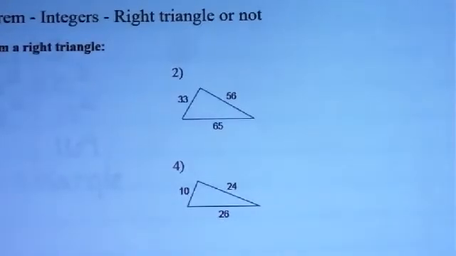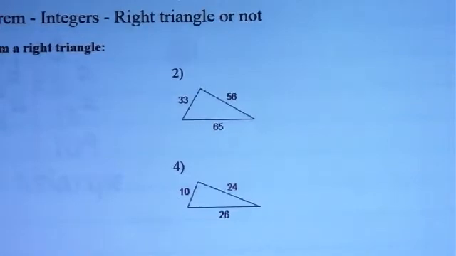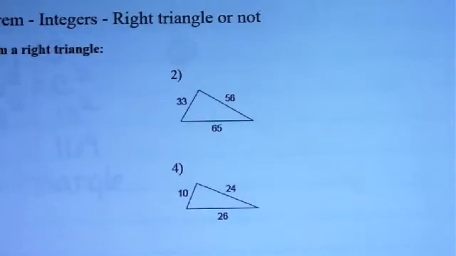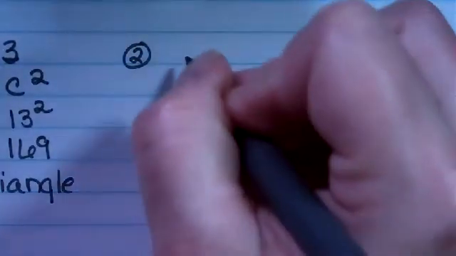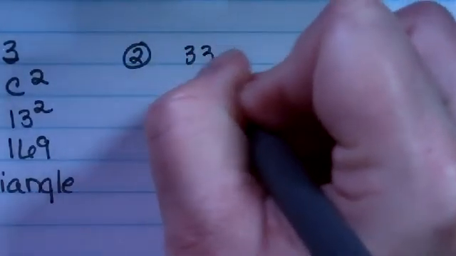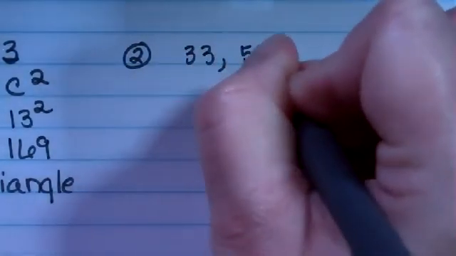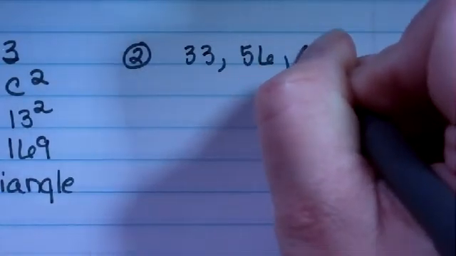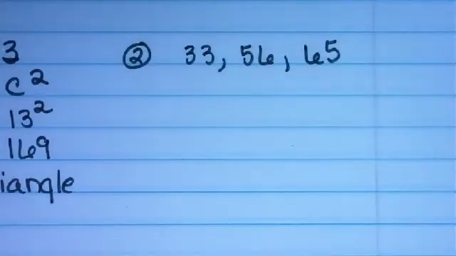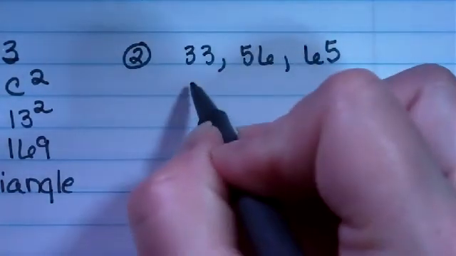You've got 33, 56, and 65. So if I put those in order from smallest to largest, what I'm going to write down right here is 33, 56, and what was that other one? 65. Okay. Now, I'm going to write my formula under here.